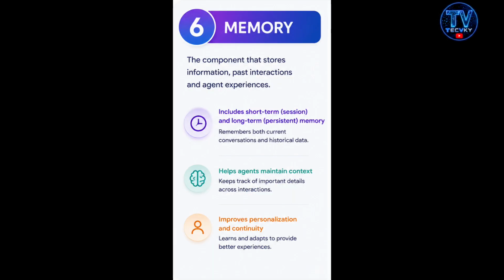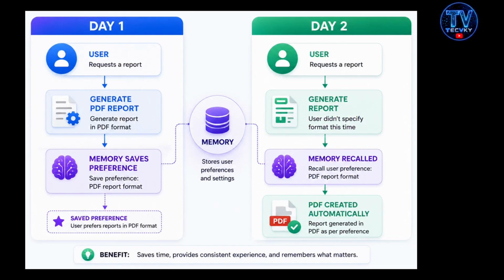Now let's see the benefits. Includes short-term and long-term memory. Together, short-term and long-term memory help agents understand both the current conversation and historical context. Memory prevents the agent from repeatedly asking the same questions and helps maintain continuity across interactions. It improves personalization and continuity. By remembering preferences, behavior patterns, and past interactions, AI agents can provide a more personalized and efficient experience.